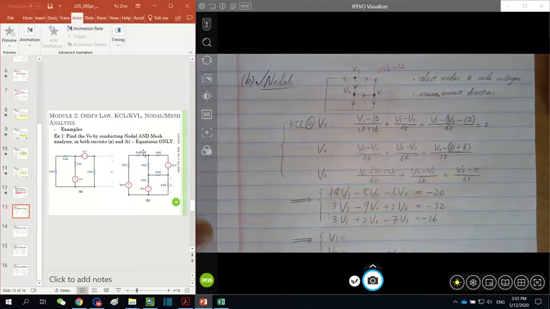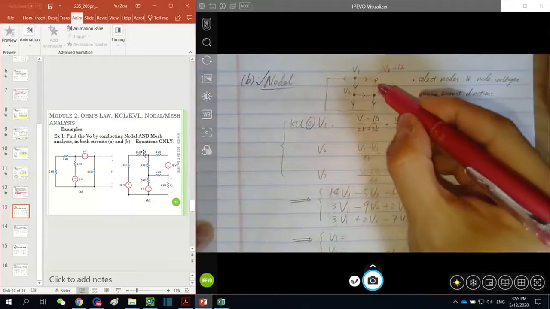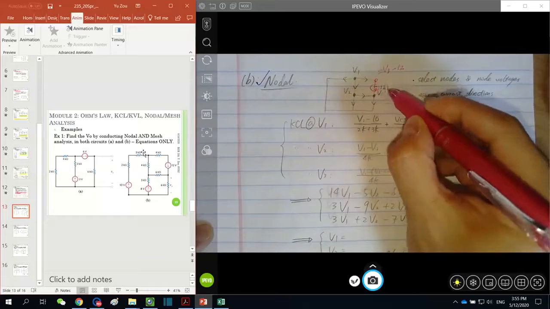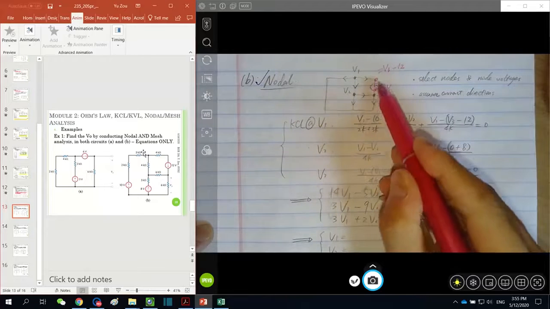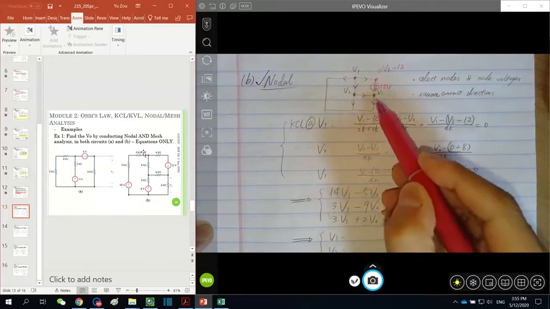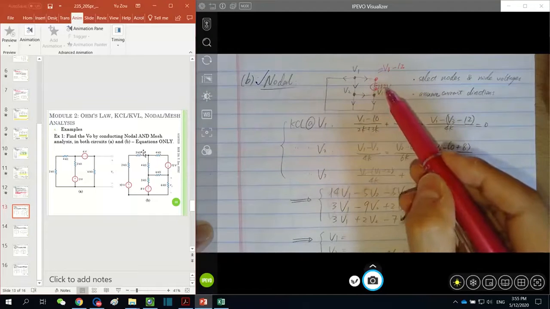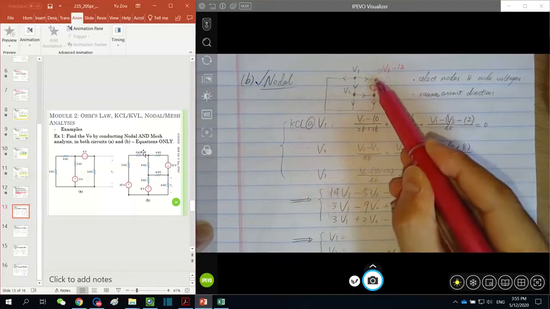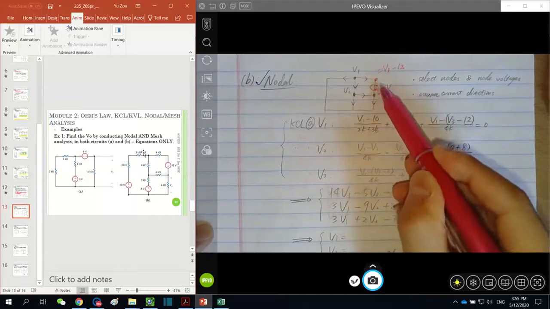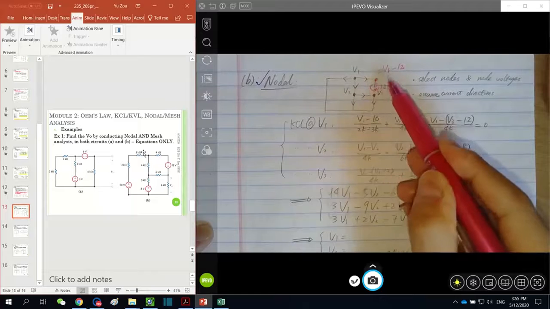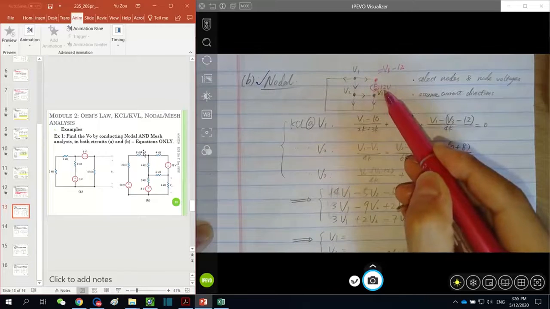How could that be? The reason is very simple. We have a 12 volt voltage source here between this node and V3. Based on the 12 volts polarity, we can tell this voltage point is increased by 12.